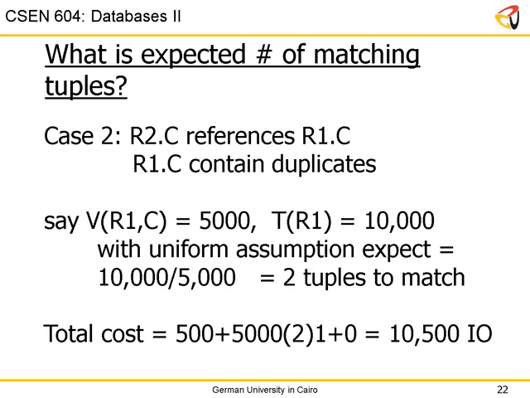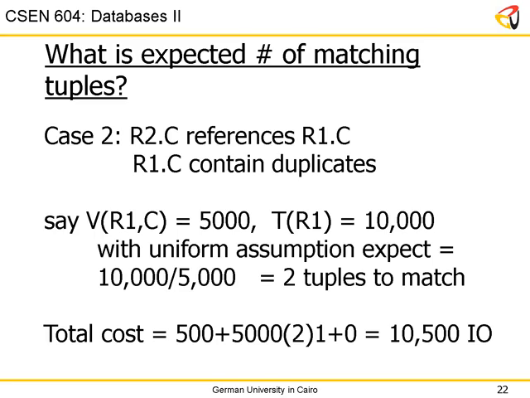Now there is another case. R2.C references R1.C, and R1.C contains duplicates. So R1.C is not a primary key, not necessarily unique. Okay, it's not a unique column. It has duplicates. So when I ask the R1.C index for 20, it's not guaranteed that it will tell me there's only one 20. It might tell me there are 2 20s or 3 20s or 4 20s because there are duplicates.